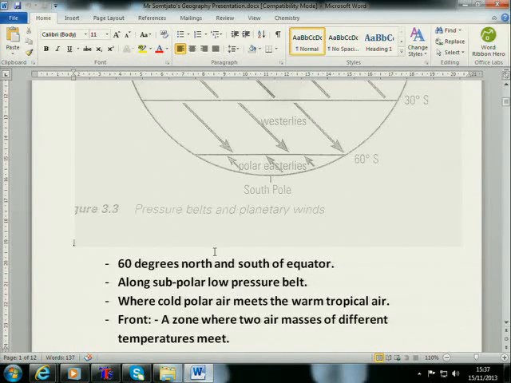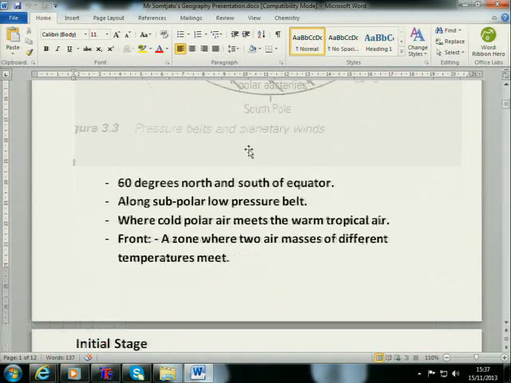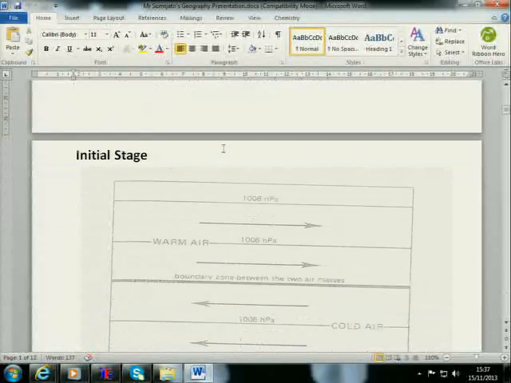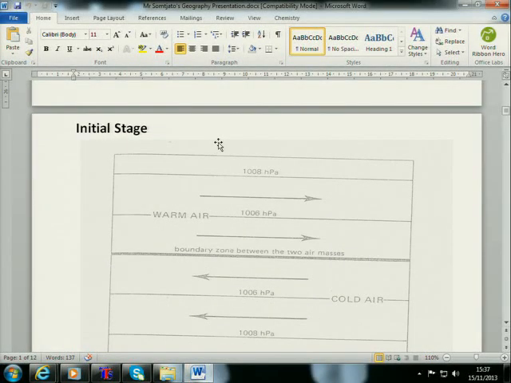It is important to know the definition of the front. A front is a zone where two air masses of different temperatures meet. Because at 60 degrees, that is where the two air masses with different temperatures meet. It means we are going to have a front here, which is a zone where two air masses of different temperatures meet. This will bring us to the first stage of the mid-latitude cyclone.